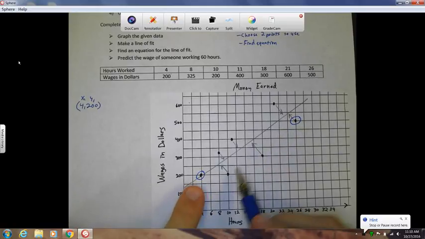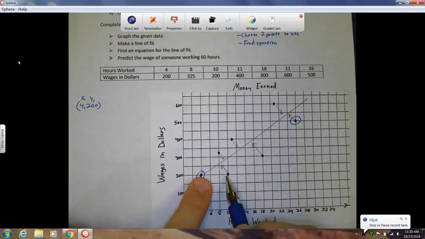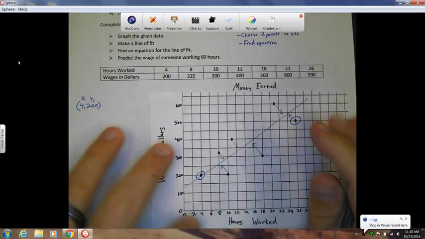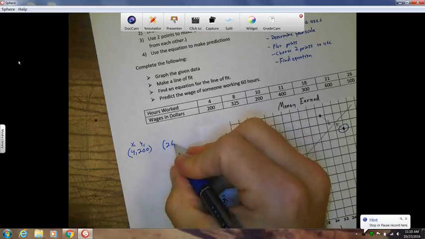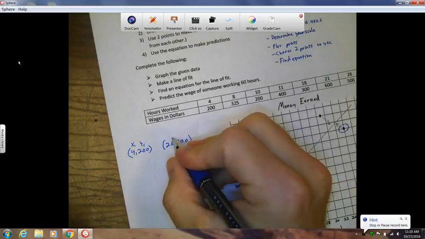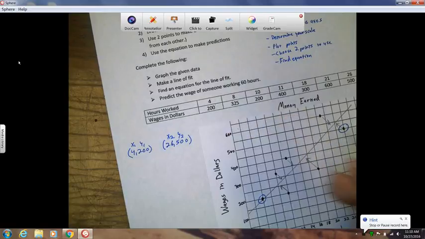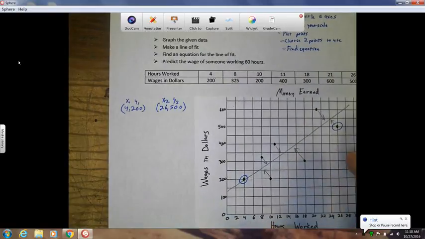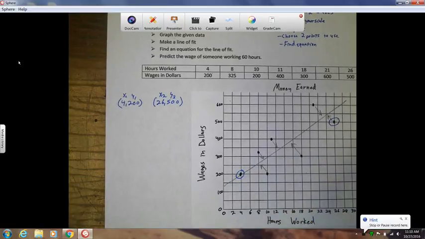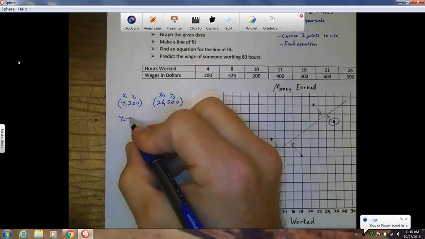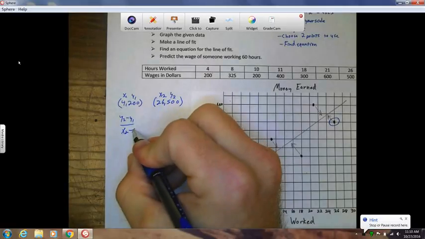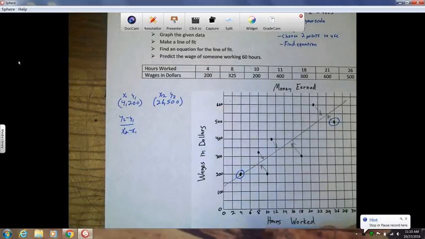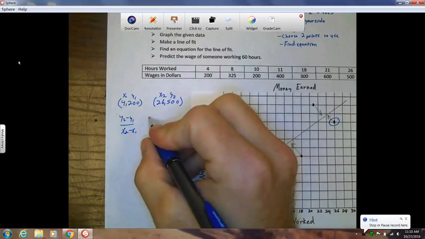I've graphed, I have my trend line. Now I need to make the equation. Of course, you remember how to do this: y2 minus y1 over x2 minus x1. Pause it and slow it down if you're getting behind. 500 minus 200 over 26 minus 4. So that comes out to 13.6.